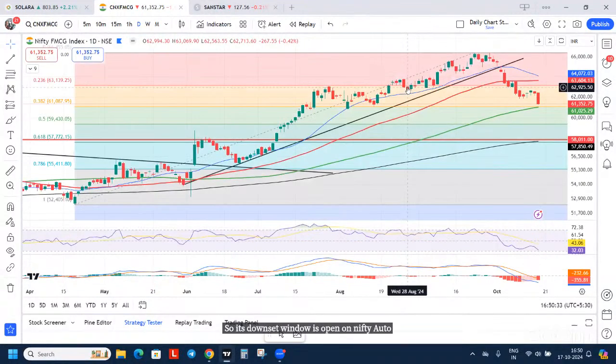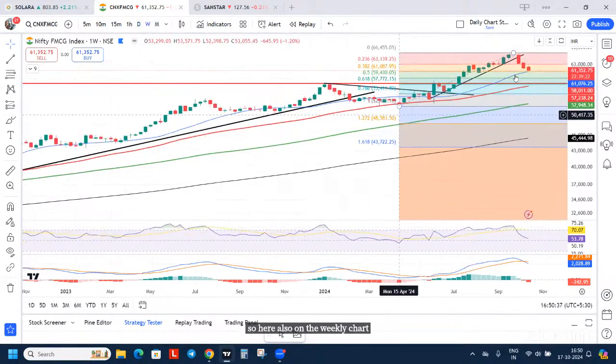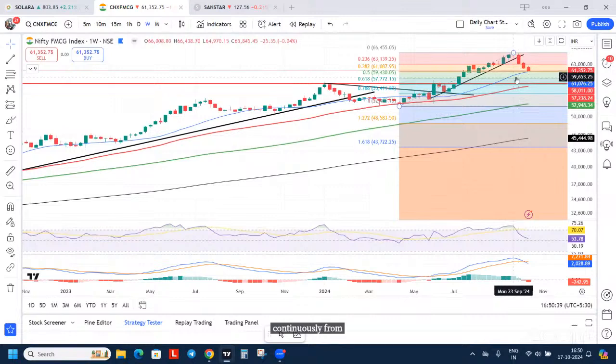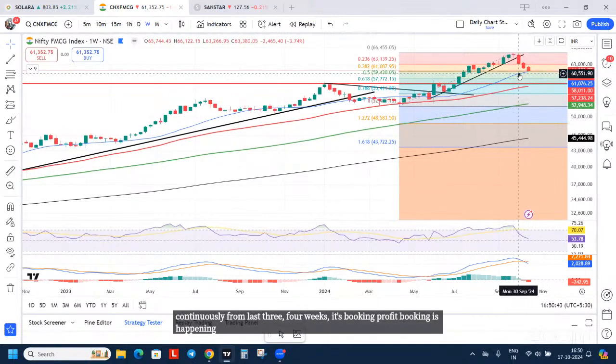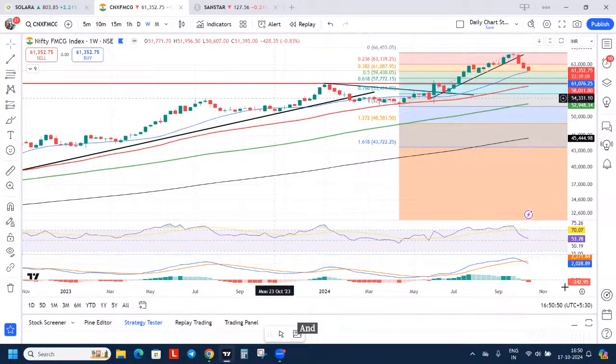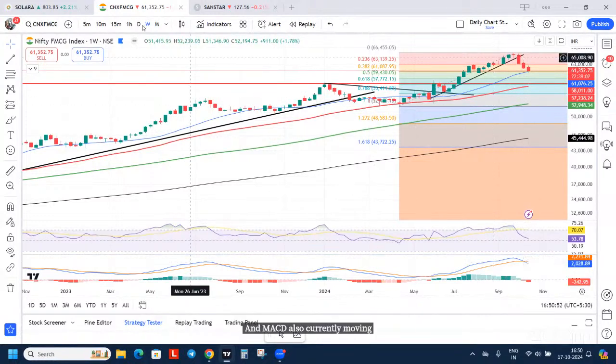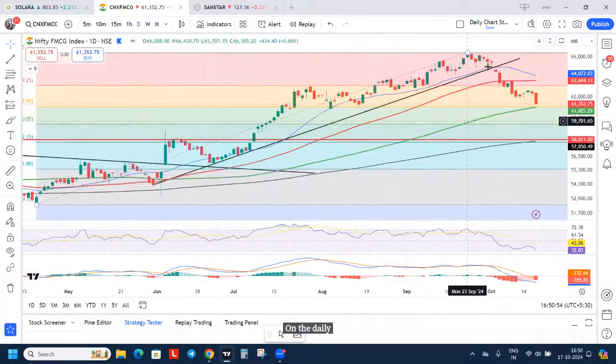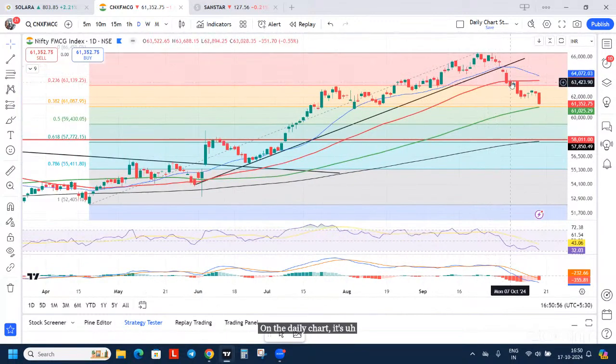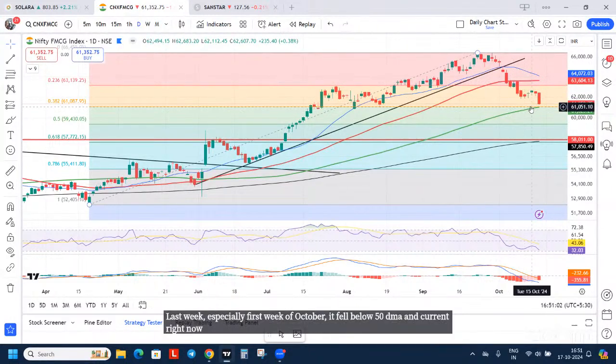And the next sector is Nifty FMCG. Here also on the weekly chart, continuously for the last 3, 4 weeks, profit booking is happening, and the weekly momentum is now trending lower, with MACD also heading towards a negative crossover. On the daily chart, especially in the first week of October, it fell below the 50 DMA, and right now it's at the 100 DMA mark.